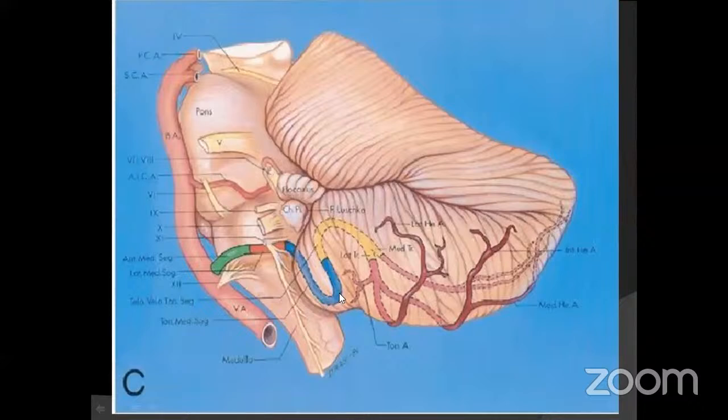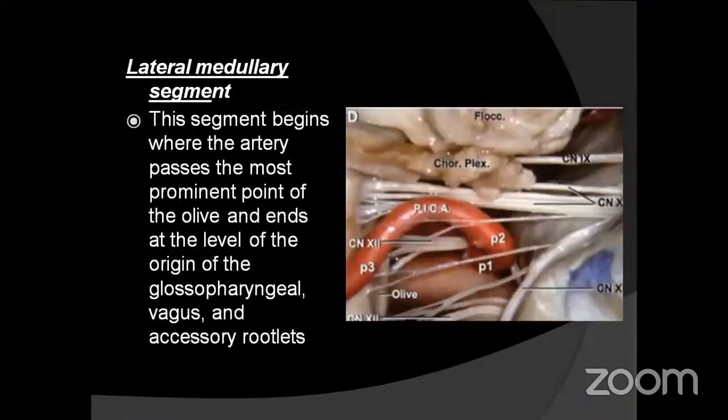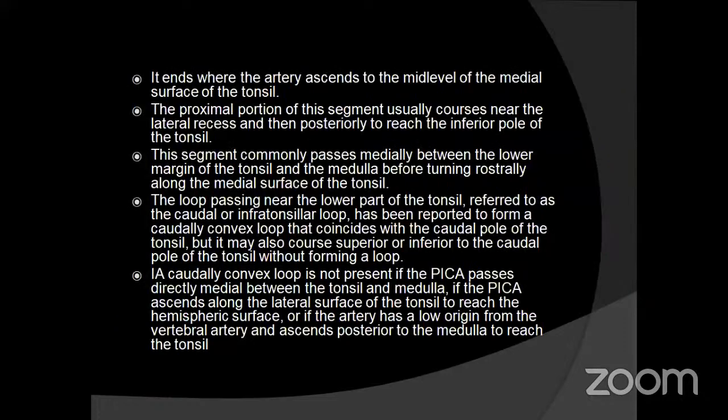We call this loop, this turn, a caudal loop because it's running caudally. It's going towards the caudal surface of the tonsil, and it's making a loop around it. So it's known as a caudal loop. When it ascends back up and makes another loop here, we will call it the cranial loop. We will see this later on. So this P3 segment ends where the artery ascends to the mid-level of the medial surface of the tonsil.